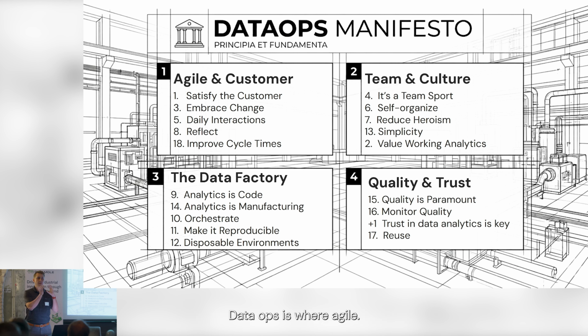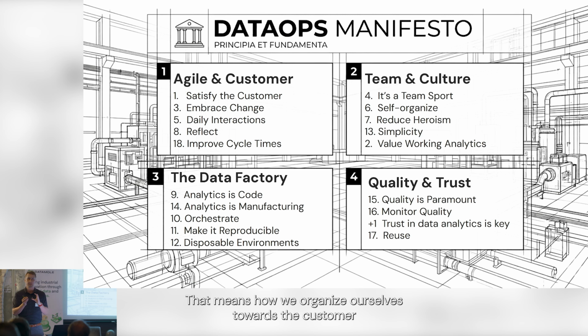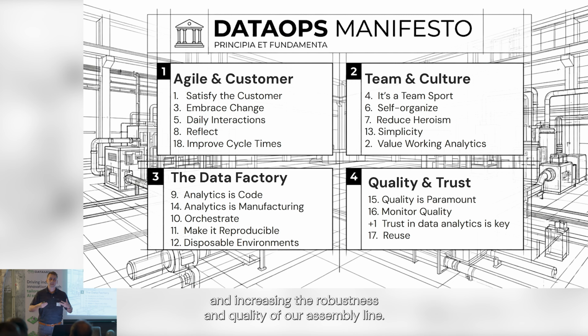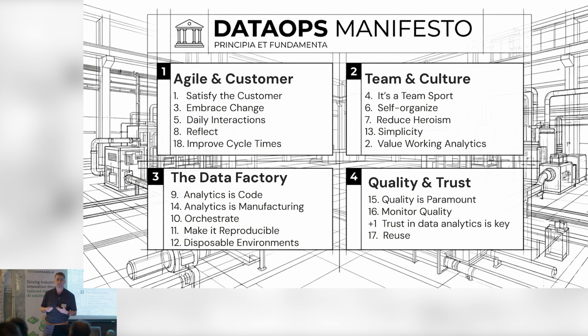DataOps is where agile, that means how we organize ourselves towards the customer, meets DevOps, looking at analytics as code, meets lean manufacturing. So how we are constantly building and increasing the robustness and quality of our assembly line.